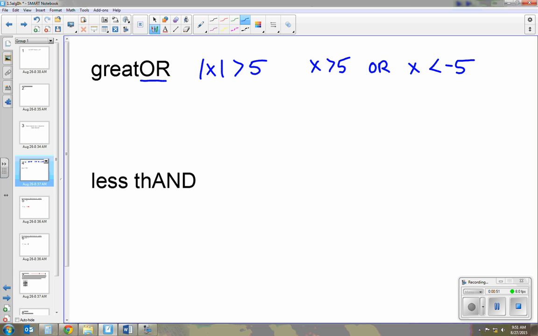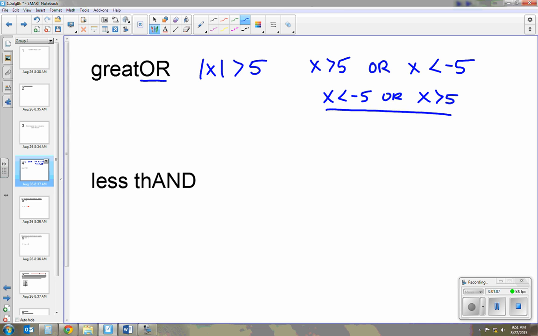Okay? And of course, the second one's going to be a negative, and when we have a negative and an inequality, we flip the sign. And we always write it in order, so we can say x is less than negative 5, or x is greater than 5. And that's going to be our answer for that one.